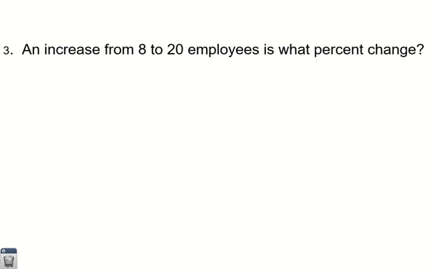Going from 8 employees to 20 employees. Wow, I think my brain just did that subtraction without me even realizing it. That was crazy, man. 20 minus 8. First, you figure out what the actual increase was. So we increased by 12 employees, and then you compare to what you started with. Again, it's always what you started with. 12 out of 8.